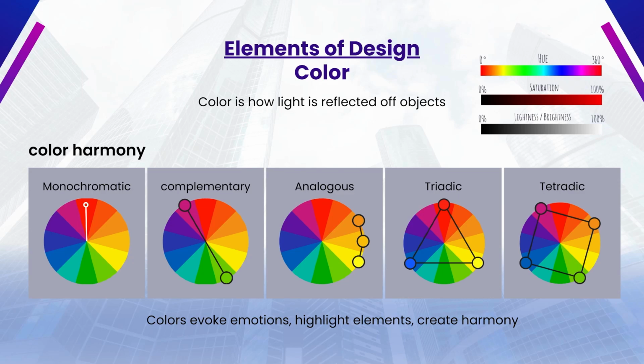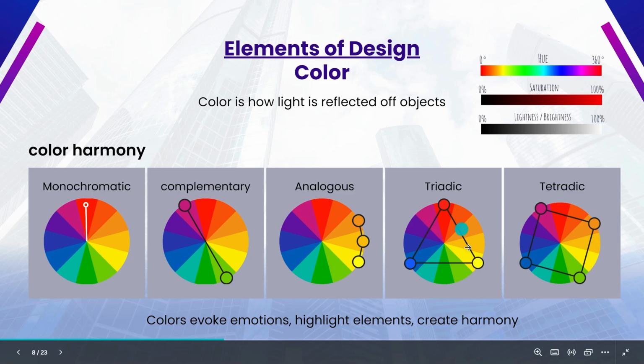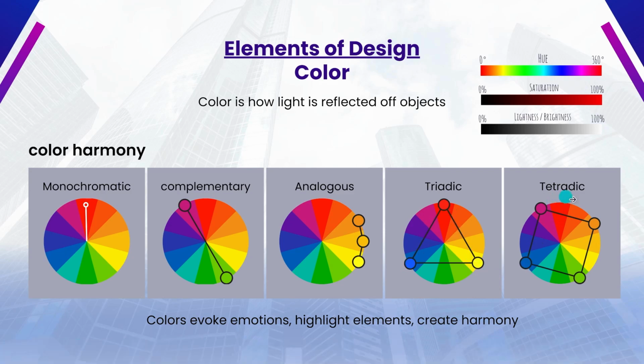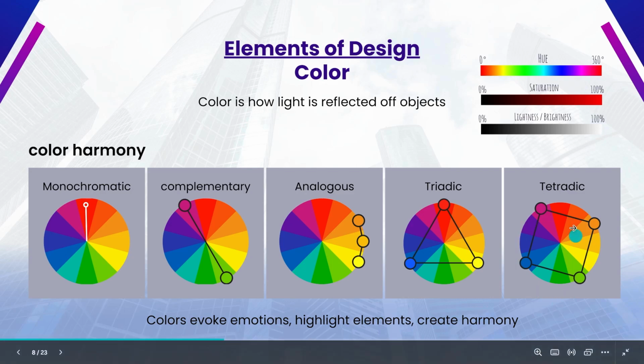Triadic color, you can see that we have red selected, blue selected, and yellow selected. The combination of these three will make a good design. So we have the tetradic color. So we have the four pattern around here. That's the way color works.